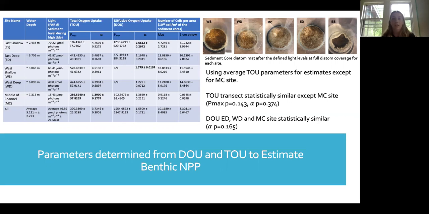And even looking at the image over here in the corner of the cores at the end of each experiment, the middle site just has significantly less diatom coverage on it, even after being exposed to high light. And then for the diffusive oxygen uptake, we didn't run an ANOVA test on the Pmax because Pmax wasn't reached for some of the sites. And then for alpha it was statistically similar, except for the shallow sites differed. So they seem to be statistically higher than the rest of the column.